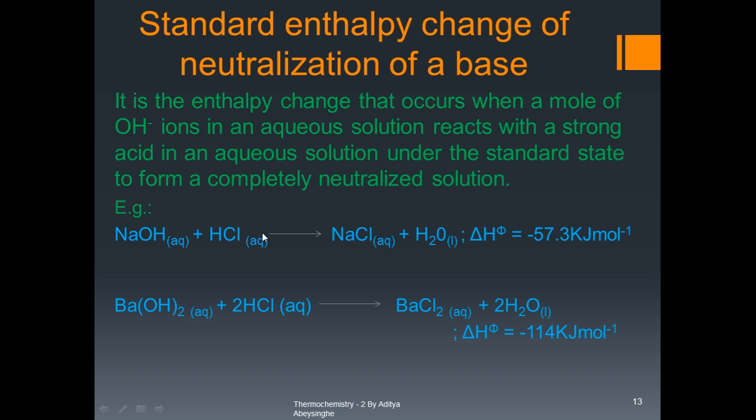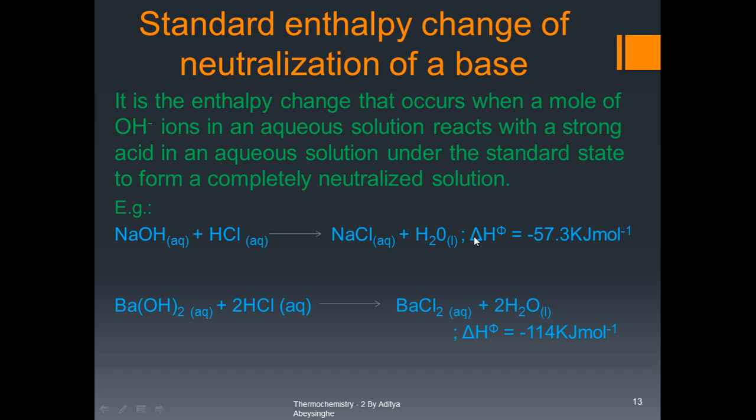So HCl is in the aqueous mode here. Here also HCl we have in the aqueous mode, and the total solution should also be in the aqueous mode, and they should be under the standard state, and they should form a completely neutralized solution. So sodium chloride is a neutralized compound, barium chloride is a neutralized compound, water in its liquid state is also a neutralized compound. So the total reactants and the total products make a complete neutralized solution.